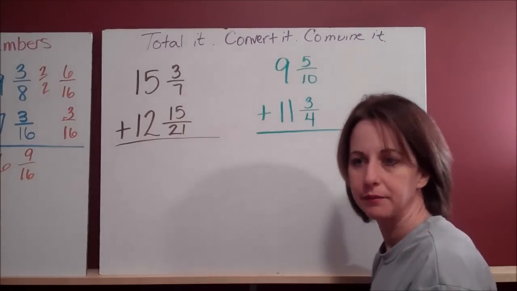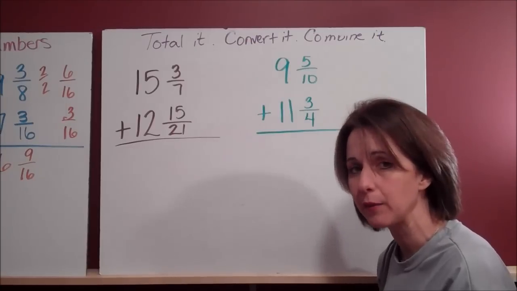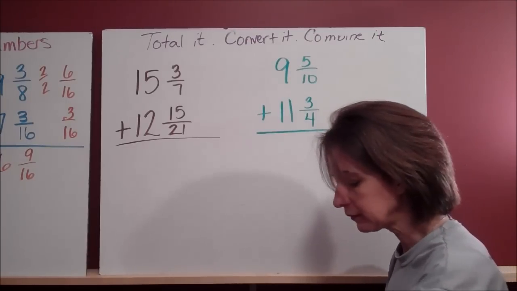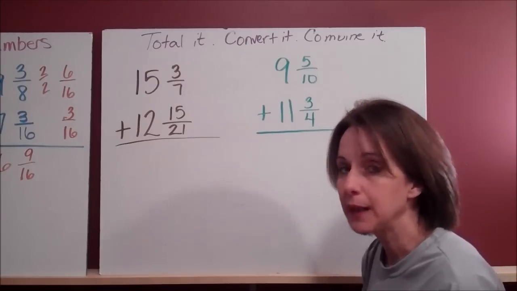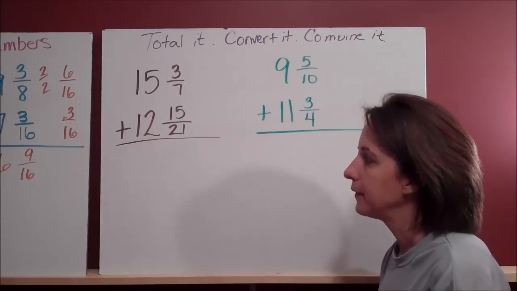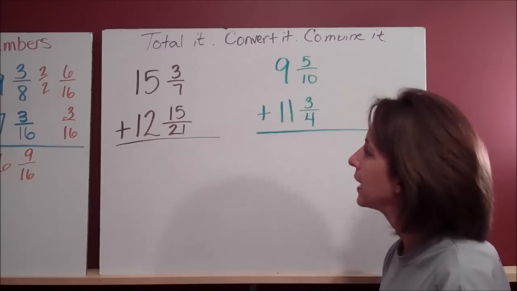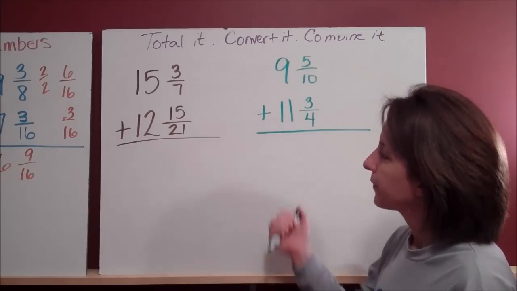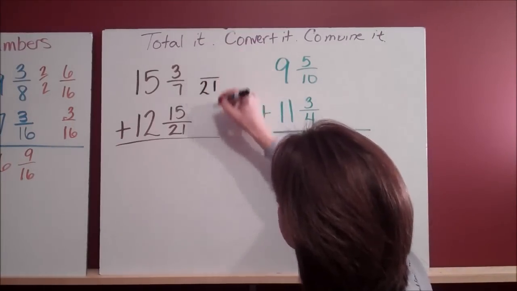We've made a bond. But like I said, I was going to show you more than one way to do it, and you pick the way that works best for you. Understanding that sometimes you may use one way and sometimes you may use the other. This one says 15 3/7 plus 12 and 15/21sts, or 21s. So I am going to turn them both into 21sts.